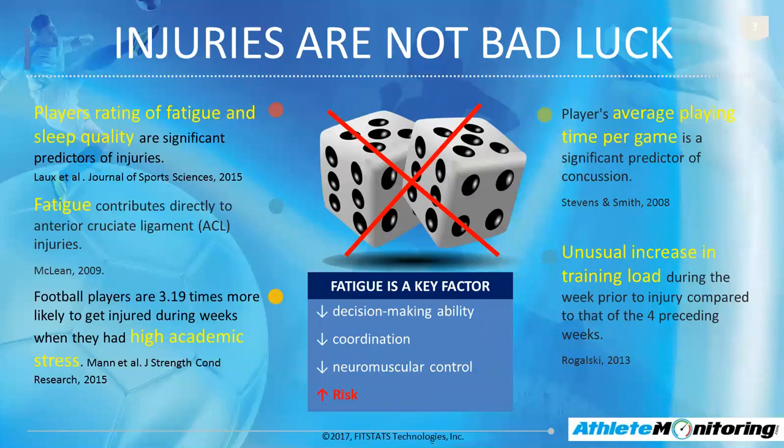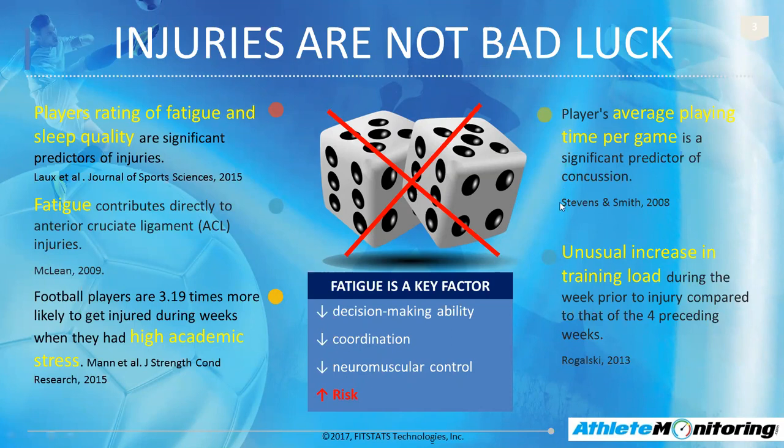increases the risk. To illustrate that, there is a study from 2015 showing that players' rating of fatigue and sleep quality are significant predictors of injuries. Fatigue contributes directly to ACL injuries. Another factor is high academic stress. When you are working with young athletes, student athletes, university, college or school age, they have academic stress. They have exams. Well, they are likely to get injured much sooner than usual.